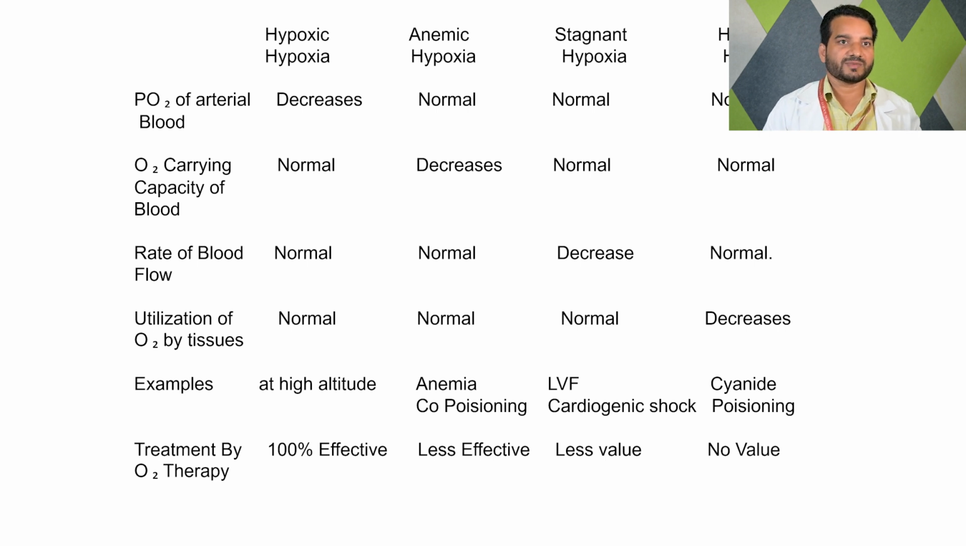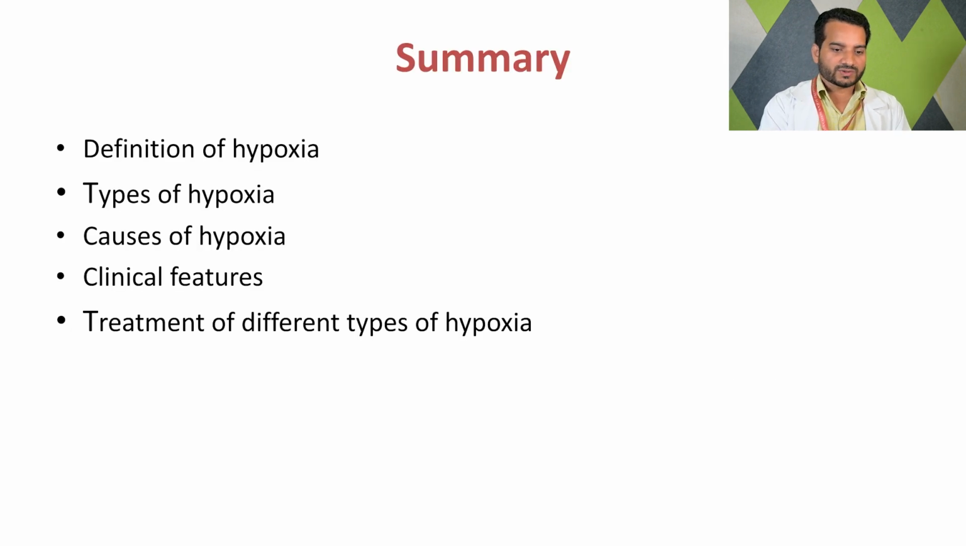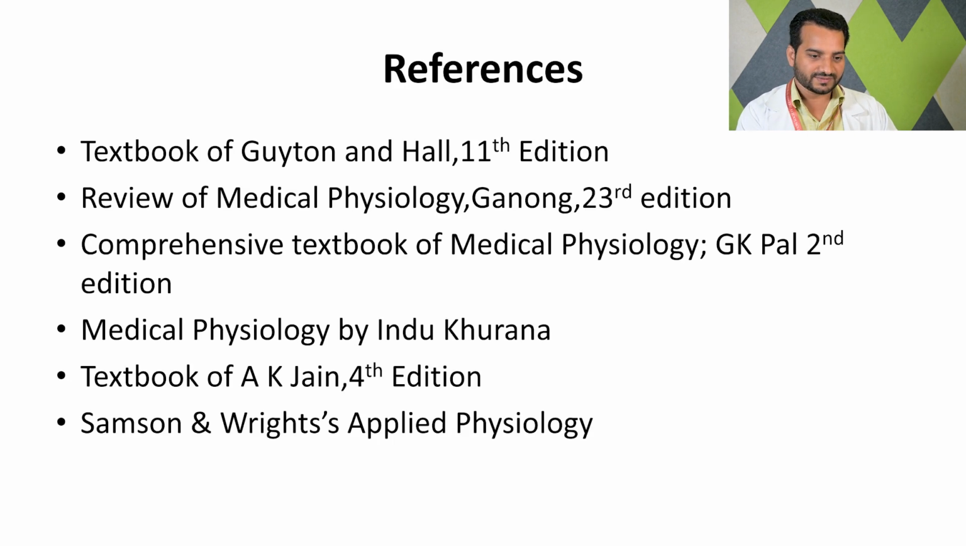So this is the summary. There are four types of hypoxia: hypoxic hypoxia, anemic hypoxia, stagnant hypoxia, and histotoxic hypoxia. At the end of the class, students should know the definition of hypoxia, types of hypoxia, causes of hypoxia, clinical features of hypoxia, and treatment of different types of hypoxia. This is my reference. Thank you.